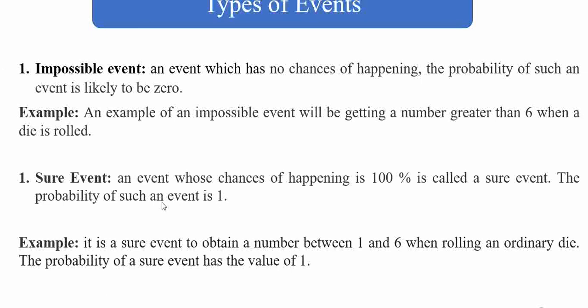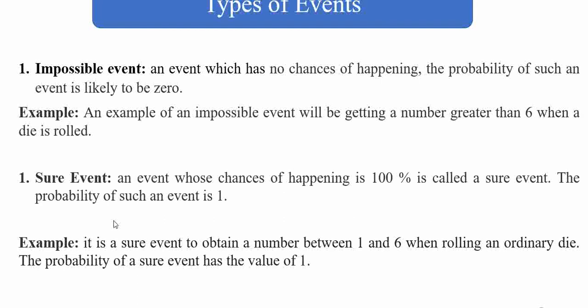Now, sure event. An event whose chances of happening is 100% is called a sure event. This is sometimes called a certain event, sure event, and maybe other names, but the definition is the same. An event whose chances of happening is 100% is called a sure event. The probability of such an event is 1. So now, an example.